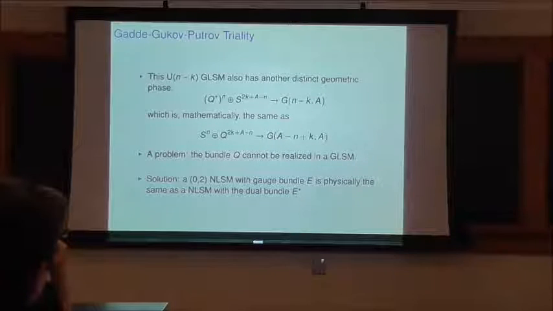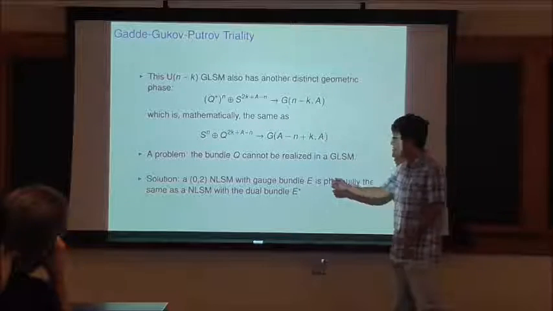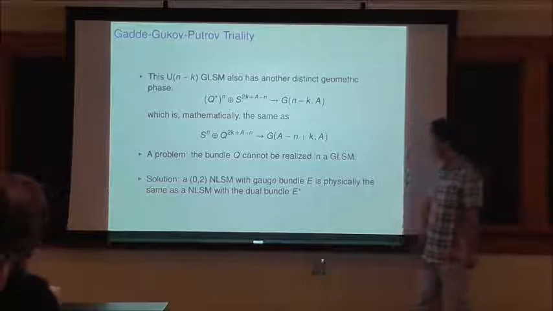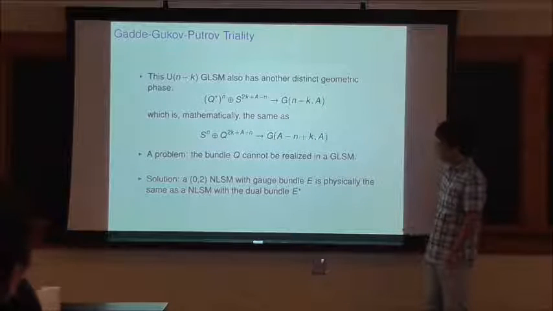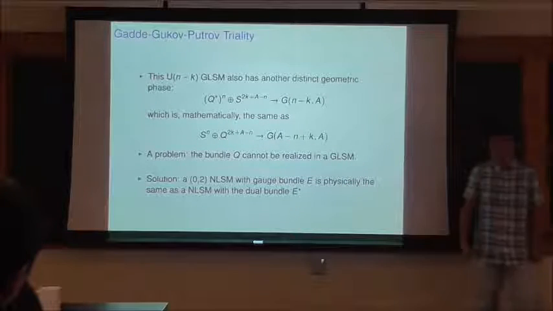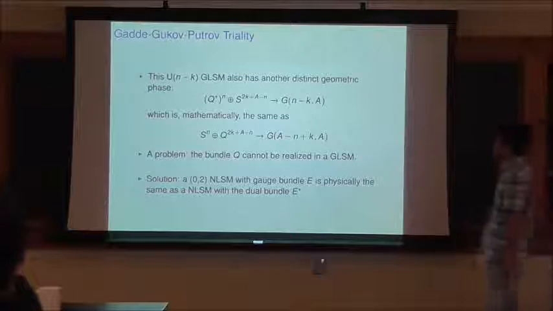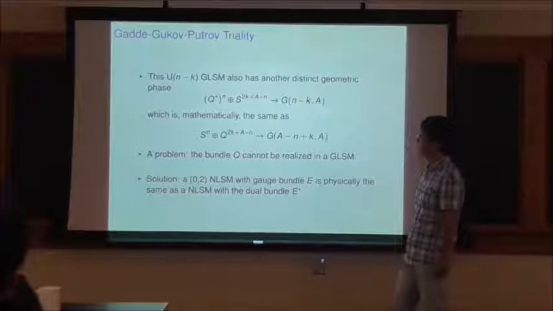So what do we do? In our paper, we actually proved a theorem that for a (0,2) nonlinear sigma model with gauge bundle E, the physical spectrum and the physical quantities you can compute are exactly the same as a nonlinear sigma model with the dual bundle E star. So physics doesn't care whether you have a gauge bundle E or its dual. The physics will be the same. You can check the computational chiral spectrum, and you can check the invariants like indices, and they will always be the same. And this is a non-trivial statement. Now we don't have to look for a theory realizing Q. We can look for a theory realizing Q star.